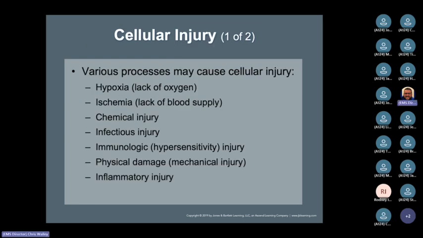All right, cellular injuries. You talk about some various processes that may cause some cellular injury. We talk about hypoxemia. Hypoxia is the lack of oxygen. Ischemia is the lack of blood supply. You will see chemical injury, infectious injuries, physical damage, mechanical injuries, and then inflammatory injuries.